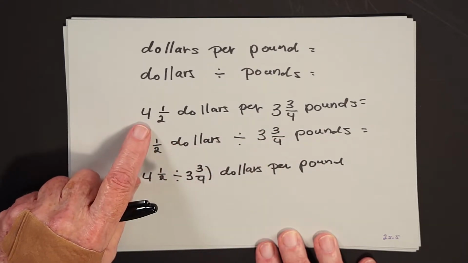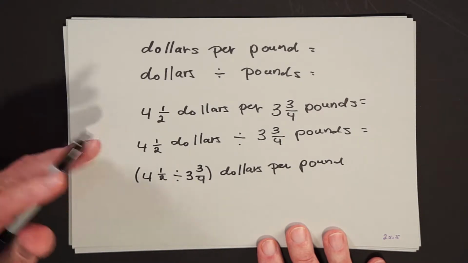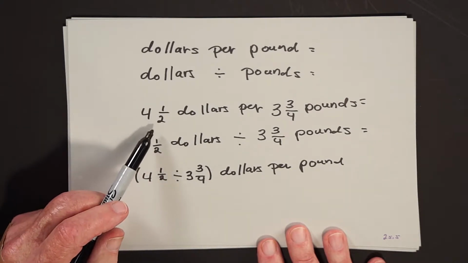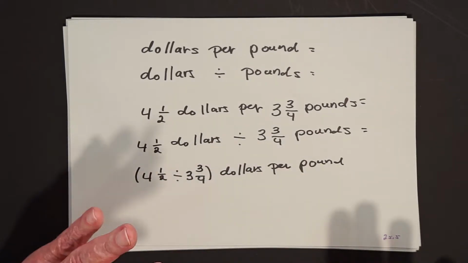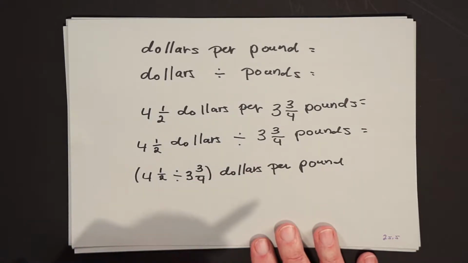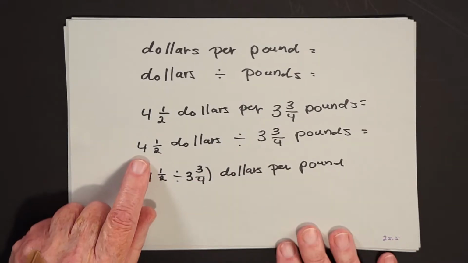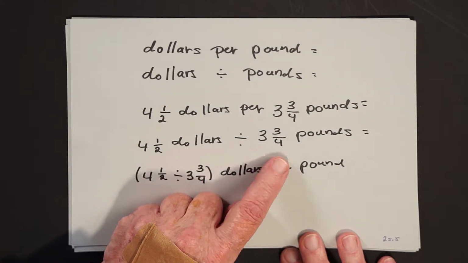In other words, if the adjectives are whole numbers, as they were in $6 for 3 pounds, that's fine. But what if it was $4.50 for 3 3/4 pounds? Doesn't matter. It still says what? Divide the number of dollars by the number of pounds. Okay, so we take $4.50 and we're going to divide that by 3 3/4 pounds.